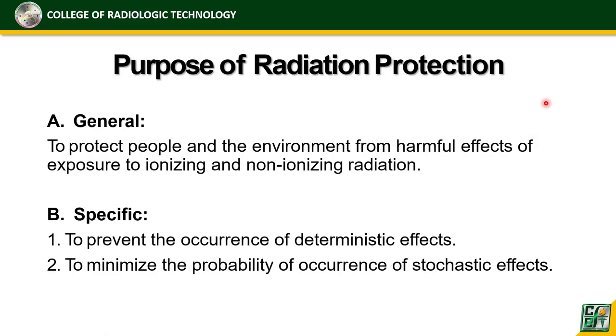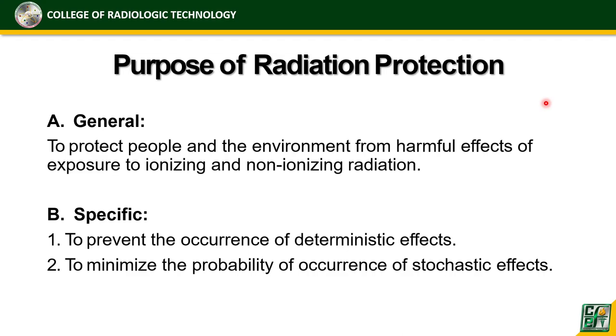Okay. So what are the objectives or aims of radiation protection? The primary aim of radiation protection is to protect people and the environment from harmful effects of exposure to ionizing and non-ionizing radiation. So yan yung general aim or yung main objective. Okay. Meron din siyang sub-aim or sub-problem or ano pang pwedeng tawag dyan, specific objectives.